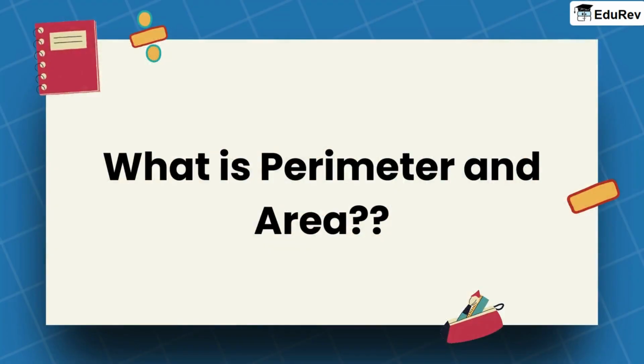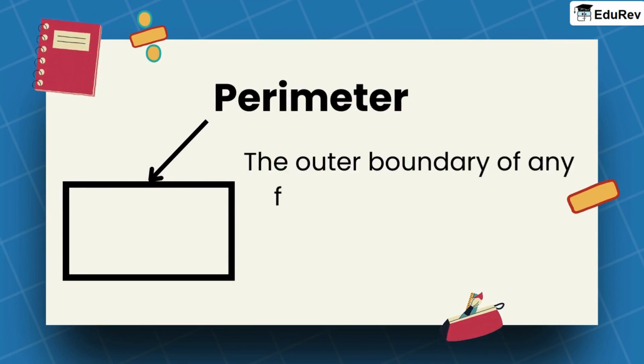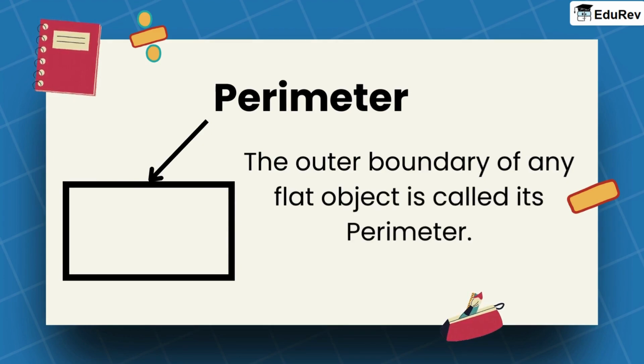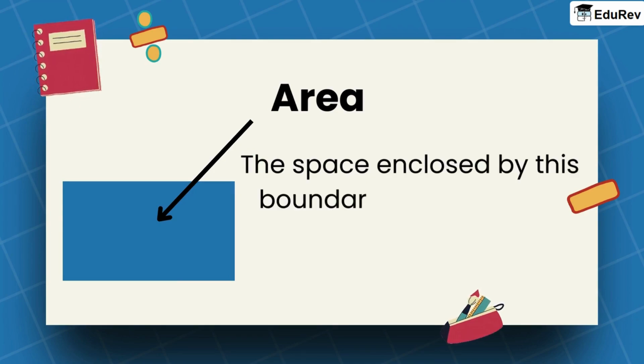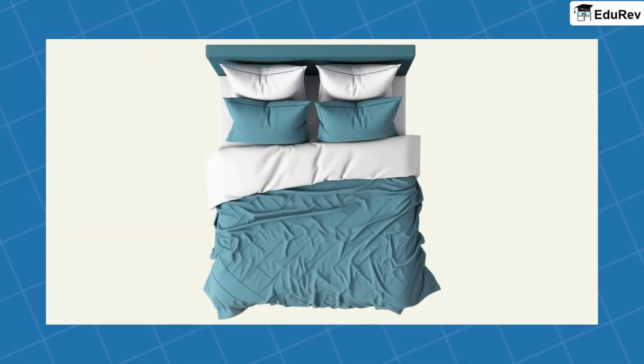First, let's study what area and perimeter are. The outer boundary of any flat object is called its perimeter, and the space occupied by that boundary is called its area. Now let's quickly start helping Bob.